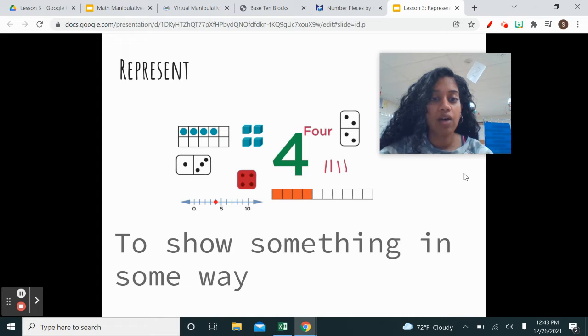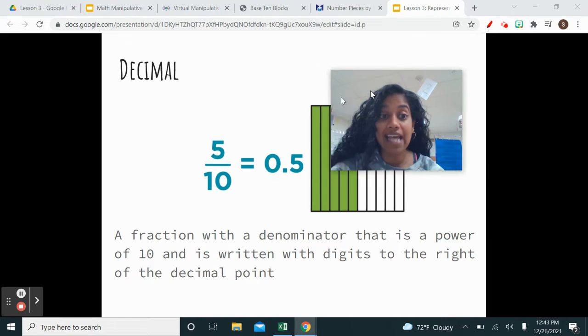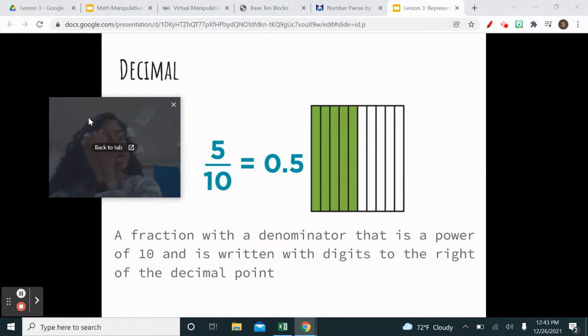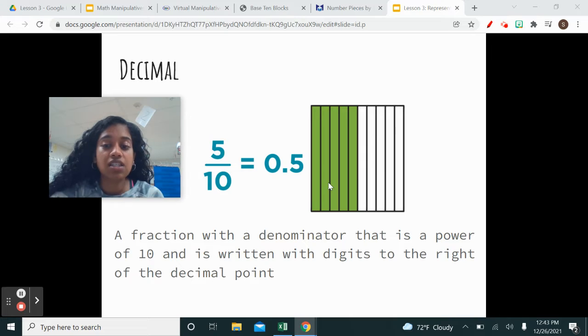All right. So now let's go into decimal. So what is a decimal? A decimal is a fraction with a denominator that is in a power of 10 and is written with digits to the right of the decimal point. So basically what a decimal is, it is a part of a whole. It means we don't have the whole thing. We just have a part of it, okay?